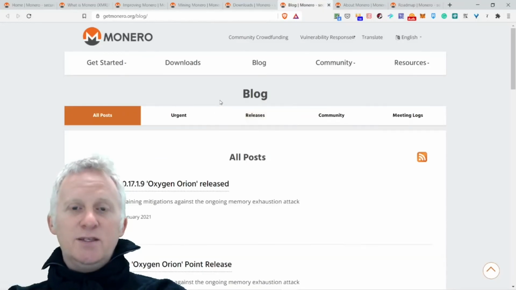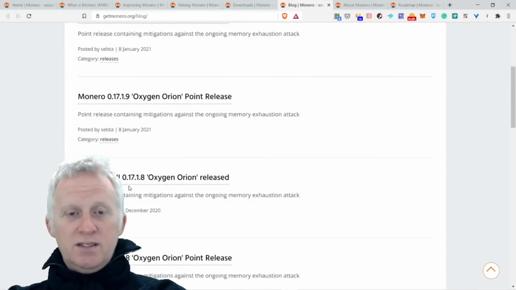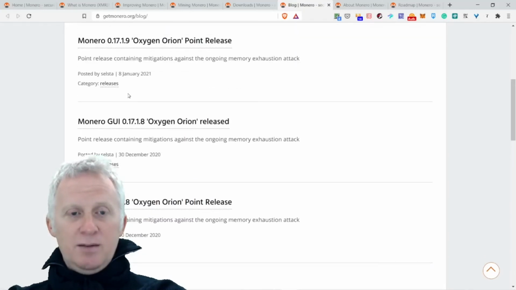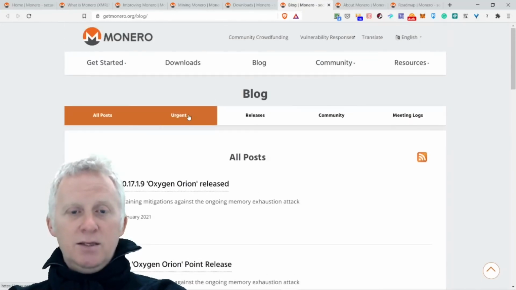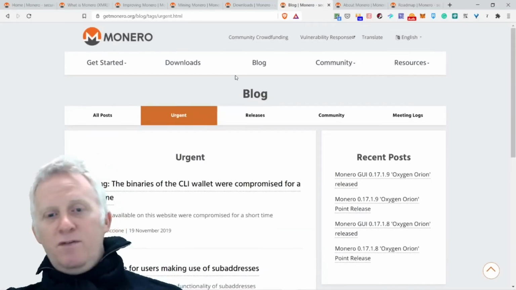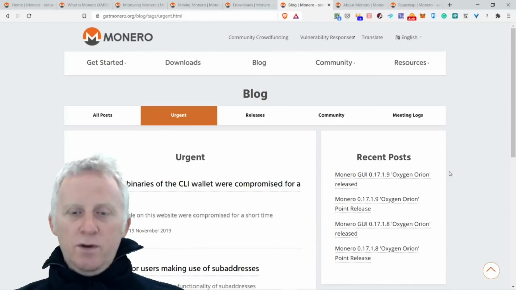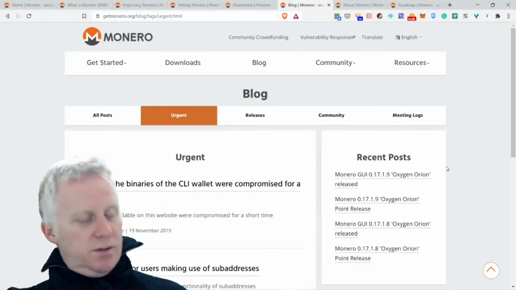The block where the latest release you can find, as you can see, the releases, the Monero GUI, Monero GUI, Oxygen Prone. So you see, there is a lot of development going on. 30 September, 8 January, the latest one, 8 January. Almost 3 months with no update on the blog. So urgency, they do something on urgency, I'm not quite sure. But anyway, if you want to stay in touch, you know that you can go to the blog. Let's jump to the next sections.